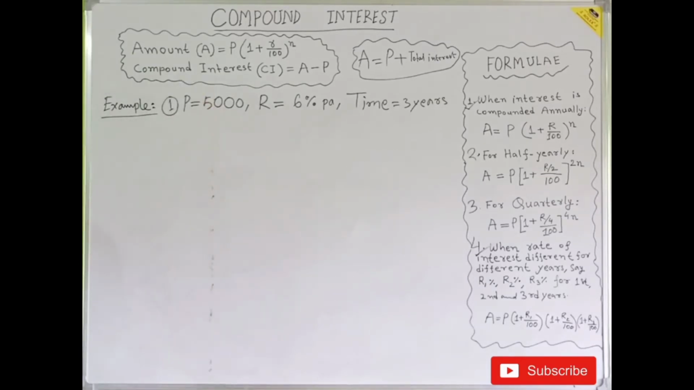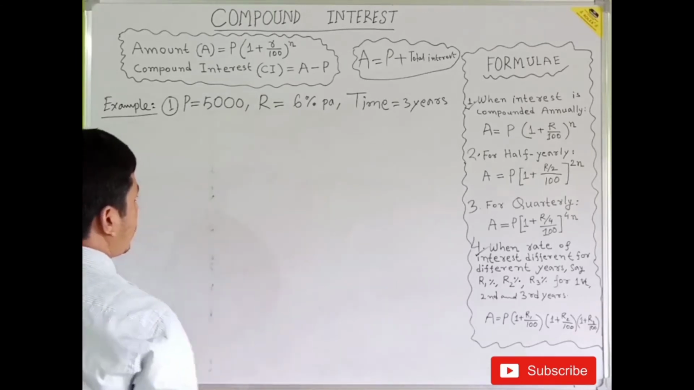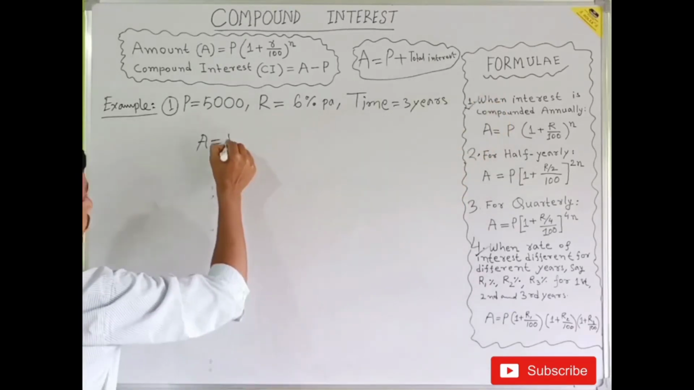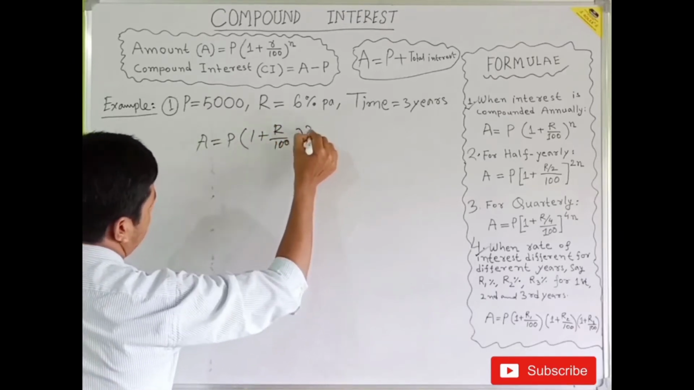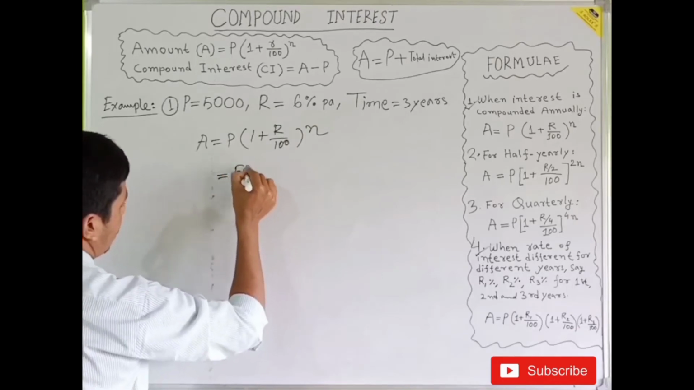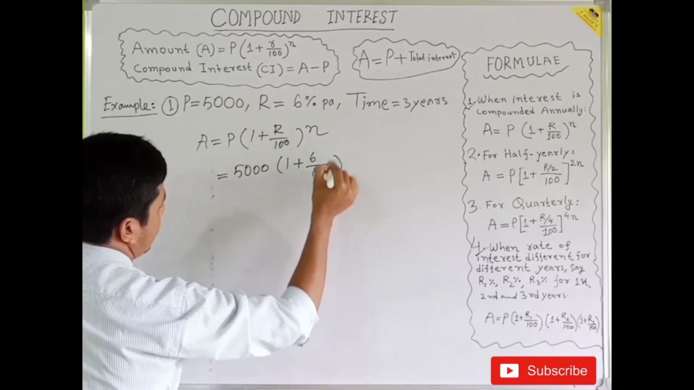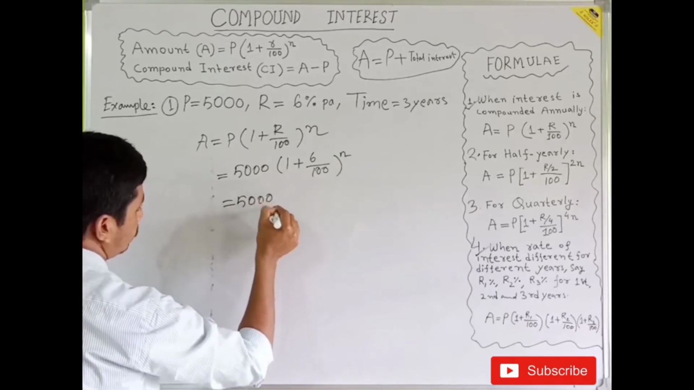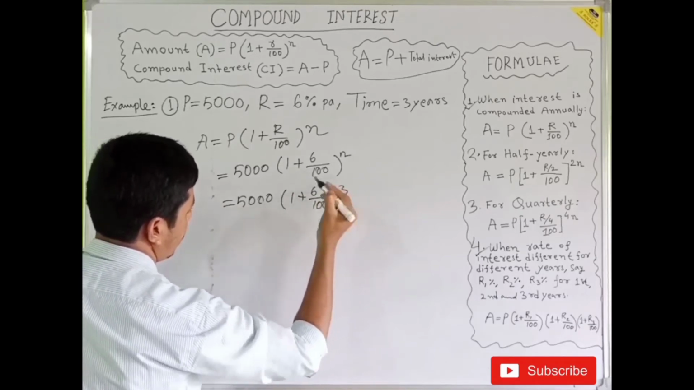Example 1. If principal is equal to 5,000, rate of interest 6% per annum, and time is equal to 3 years, then amount is equal to, according to the first formula, principal into 1 plus R by 100, to the power N. Here principal is 5,000, R is 6, N is 3 years. N means time. So 5,000 into 1 plus 6 by 100, to the power 3.